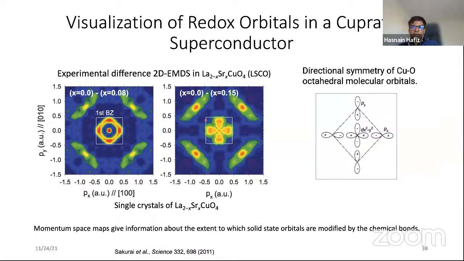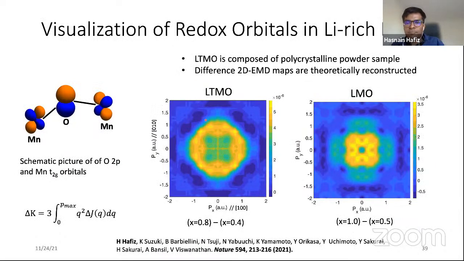Now, for the LTMO cathode, this is not possible because the LTMO cathode is composed of a polycrystalline powder sample. Most of the battery cathodes are powder samples. Therefore, we cannot have a single crystal and we cannot perform the experimental spectra. As a result, we reconstruct this angular dependence of the redox orbital using the spherically averaged Compton profile. We already saw that the repulsive Coulomb interaction produced a substantial localization of the oxygen 2p orbital in real space, which we can realize through this delocalization of oxygen 2p states in momentum space.